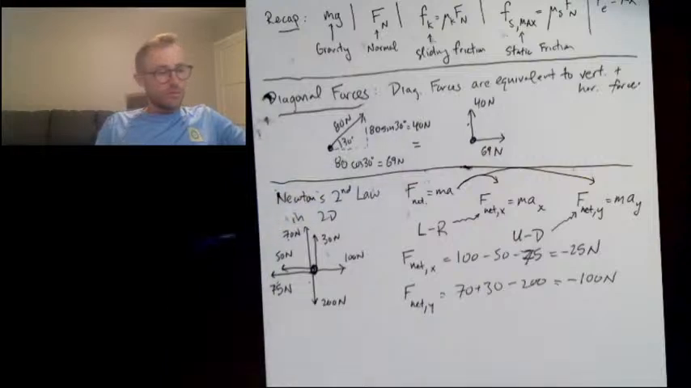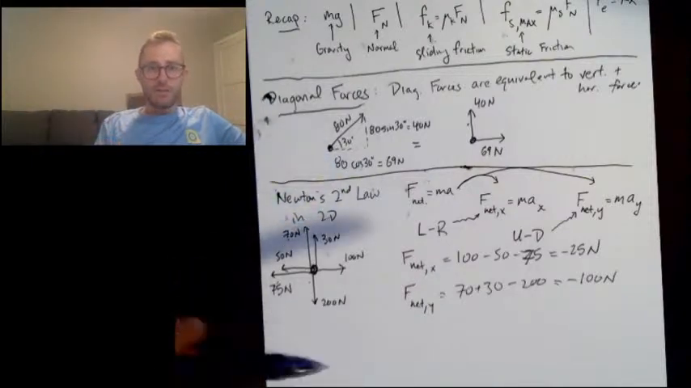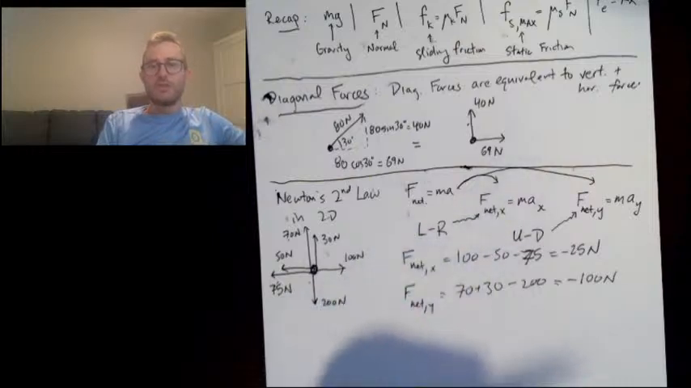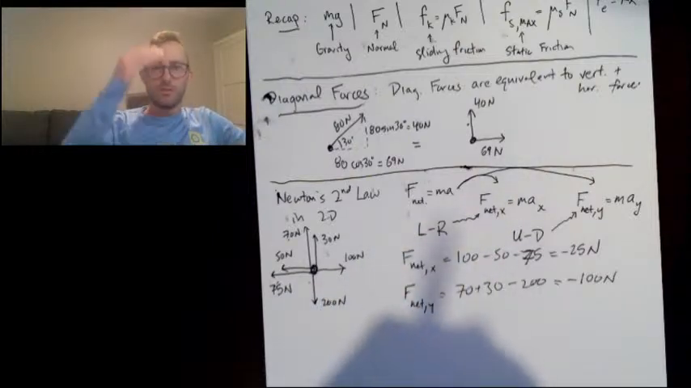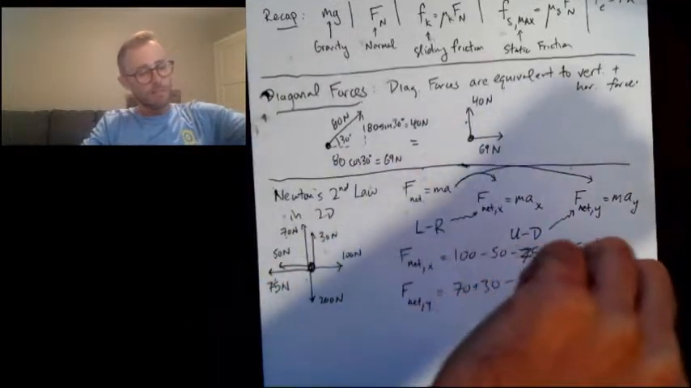So to summarize what I'm trying to say here, Newton's second law applies both vertically and horizontally. To get the net force in the x direction, you do left forces minus right forces. To get the net force in the y direction, you do up forces minus down forces. Okay? Boom.